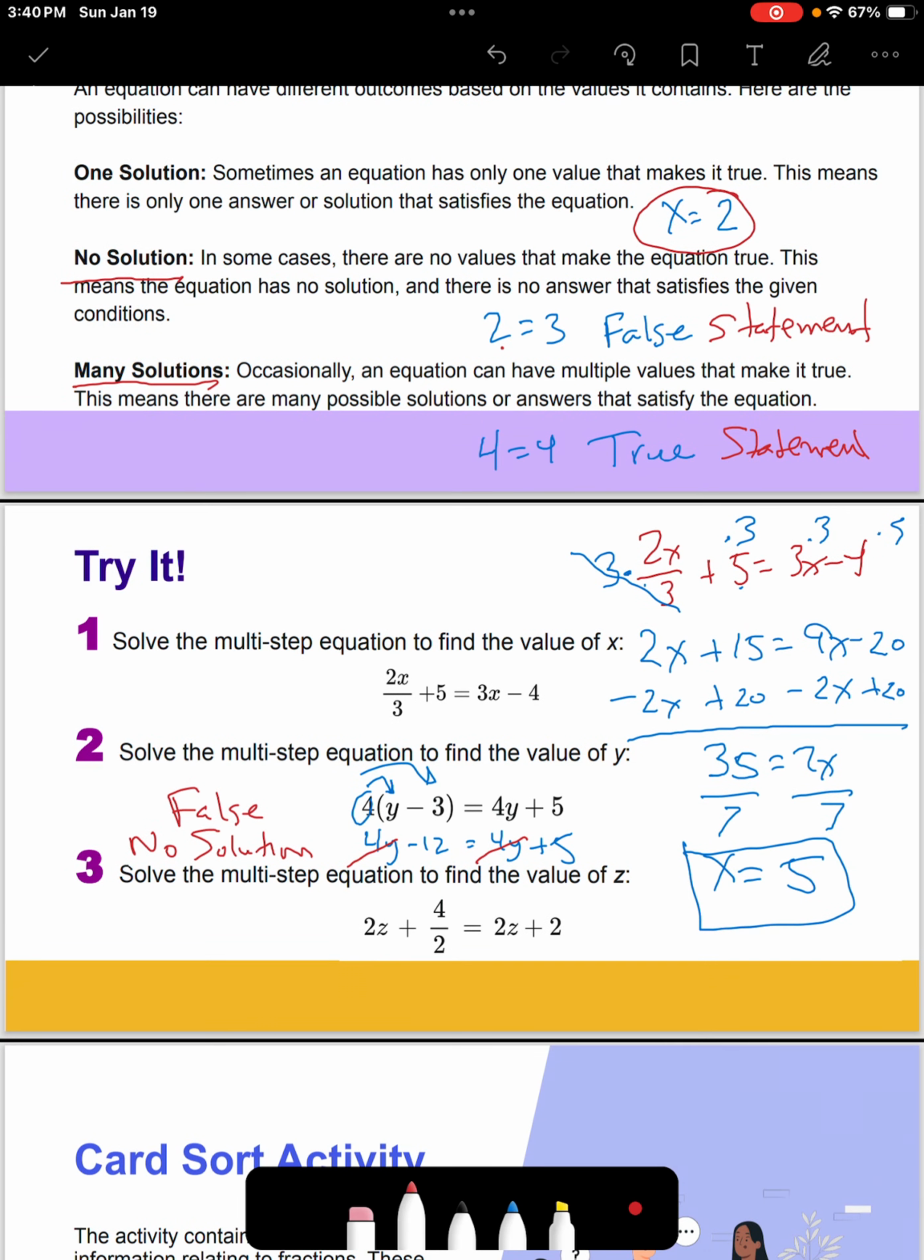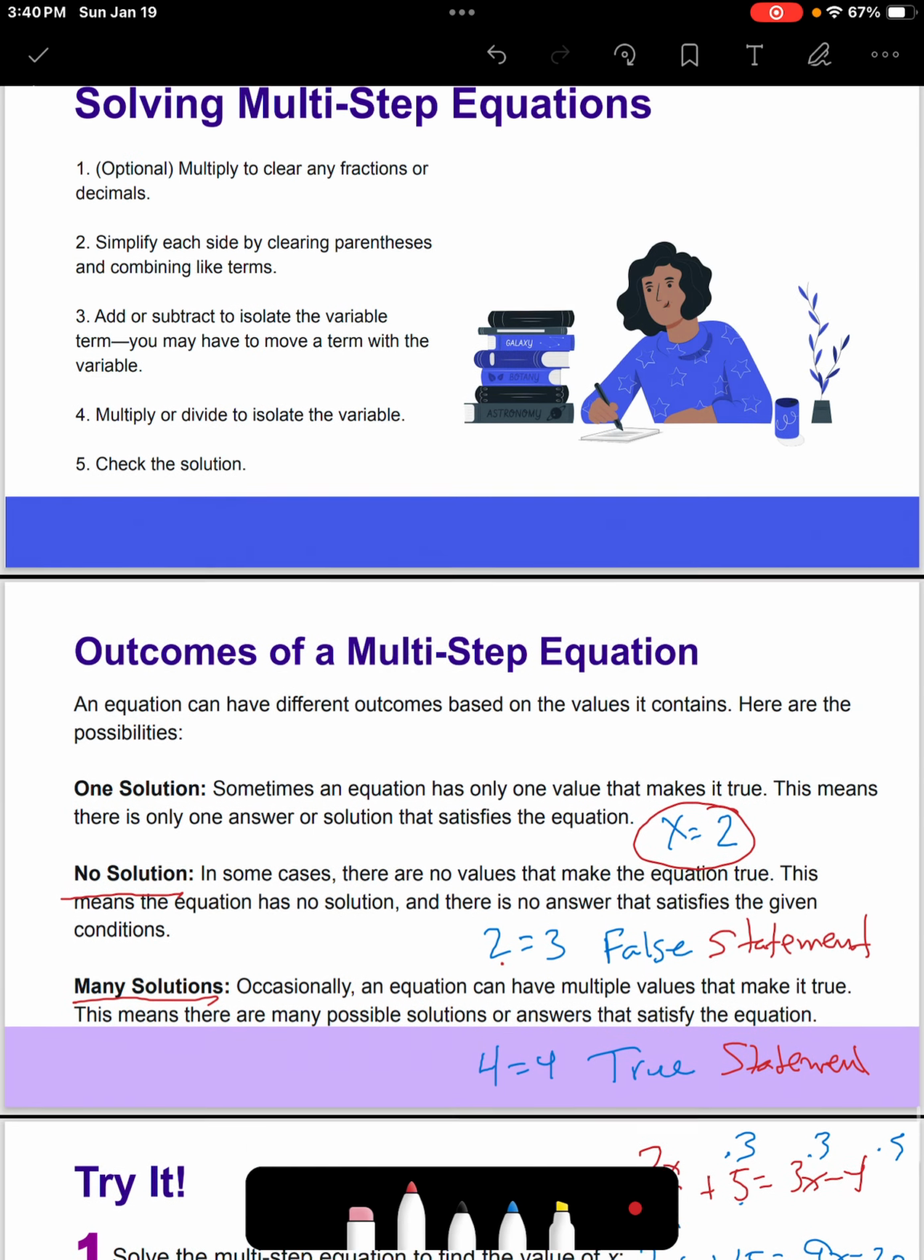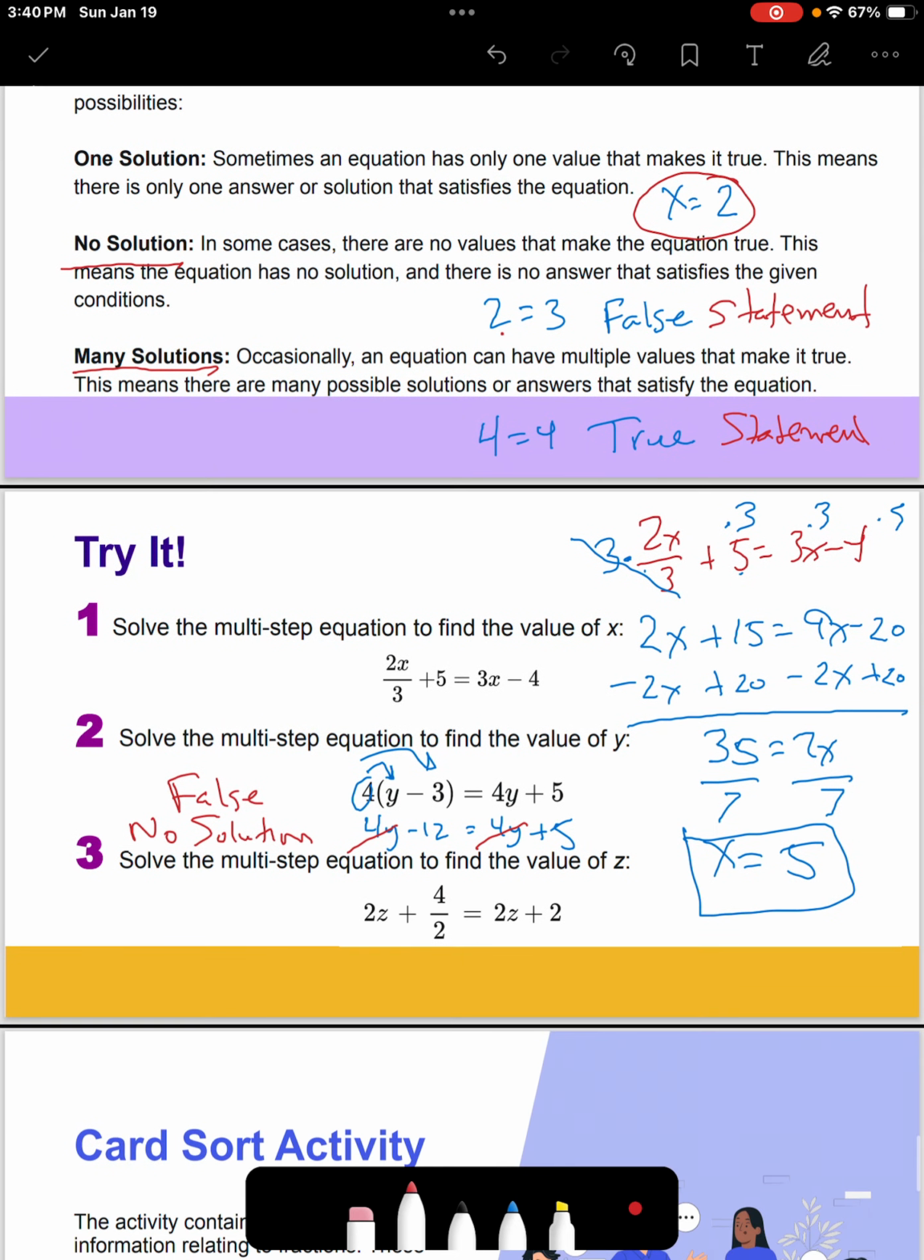And the last one, let's take a look at it. The first step would be to multiply to clear fractions. So the way we're going to do that is we're going to multiply every single term by 2. So I'm going to get 4z plus 4 equals 4z plus 4. And if you notice, whoops, I put an x. This should be a z. It should be a 4z plus 4. Now if you notice, this side is equal to this side. That is always going to be a true statement. So the answer would be many solutions.